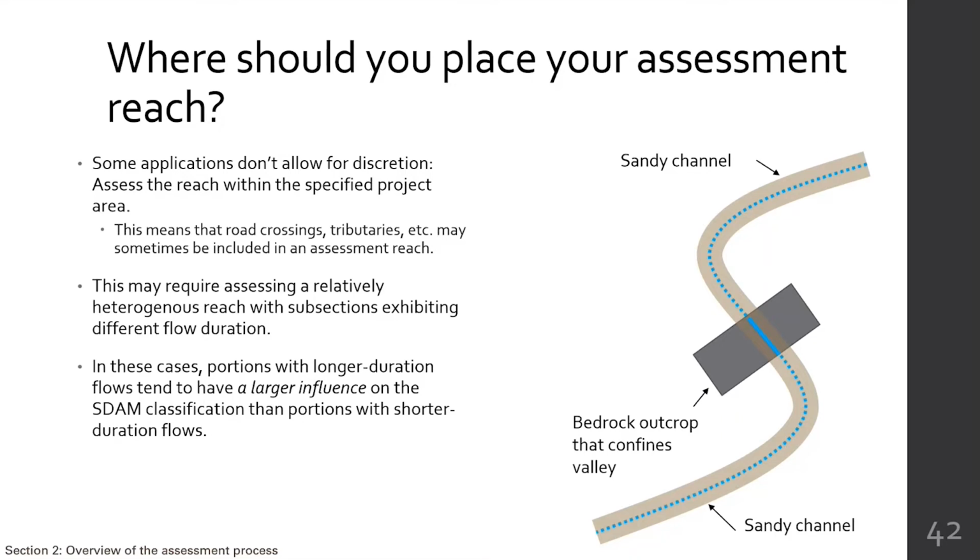In general, when you have atypical portions within a reach, like a road crossing or maybe a bedrock outcrop that has a bit of confinement in the valley, those areas that have longer duration flows will have a larger influence on the classification than the areas with shorter duration flows. So basically what we're saying is that these indicators are going to be more likely to be observed if there's a small portion of your reach that has long durations, even if most of the rest of the reach is ephemeral.